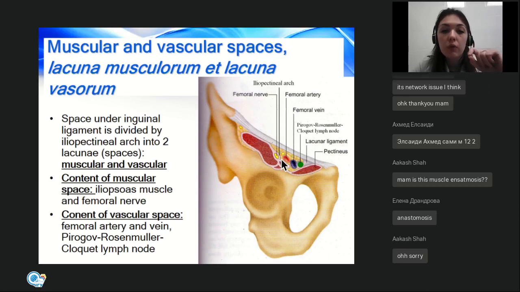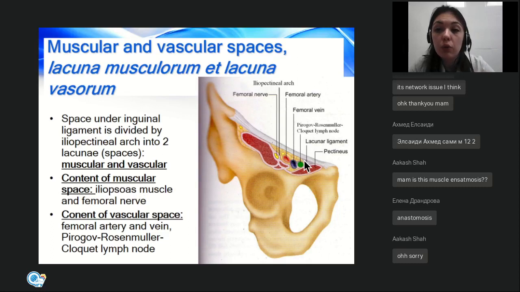And through the vascular space, the femoral artery and vein leave the pelvic cavity, and in the most medial part of the vascular space there is a lymph node that is also named after Nikolai Ivanovich Pirogov: the Pirogov-Rosenmuller lymph node. Probably in English literature it is just named the Rosenmuller or Rosenmuller-Cloquet lymph node, but in Russian it is named the Pirogov-Rosenmuller lymph node.